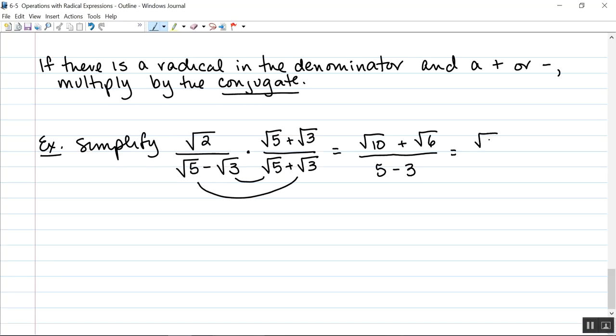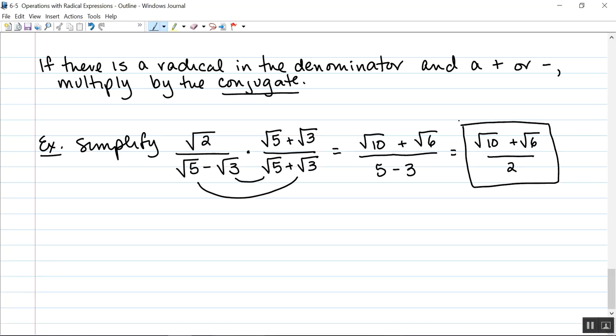to square root of 10 plus the square root of 6 over 2. And I remember you cannot add square root of 10 and square root of 6. And in fact, neither of those can be simplified any further. So that would be my final answer.